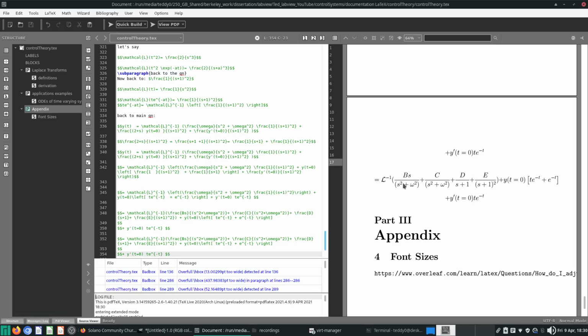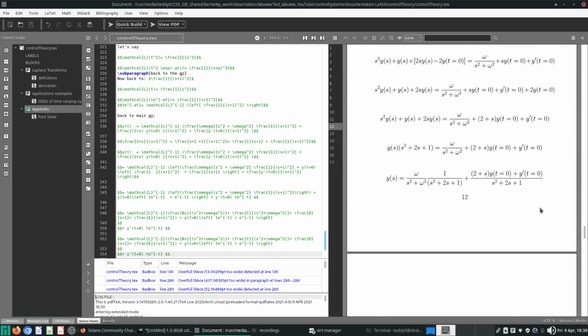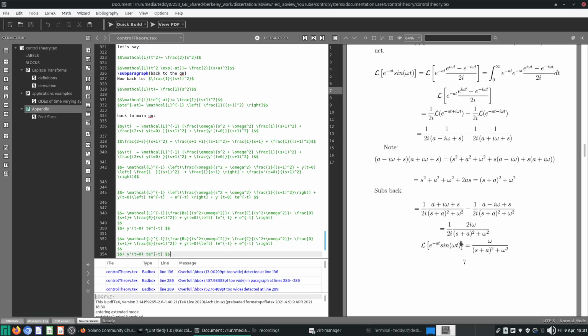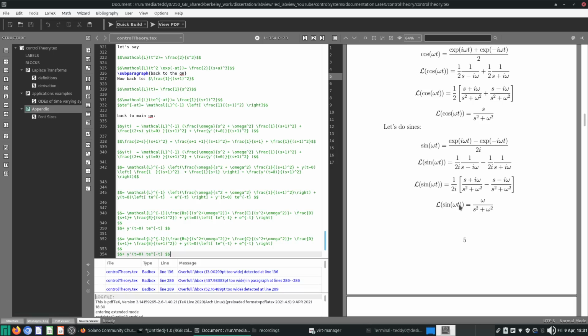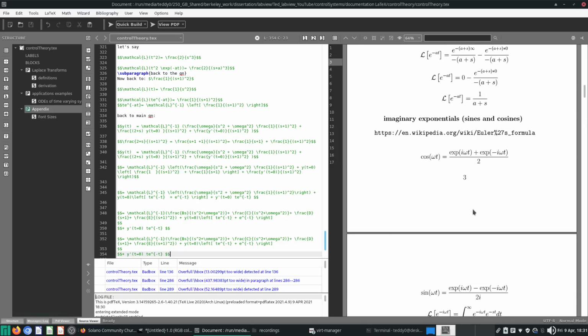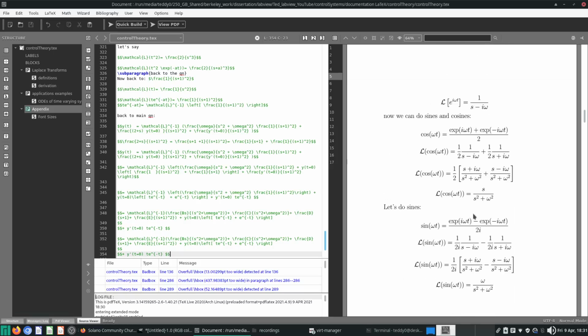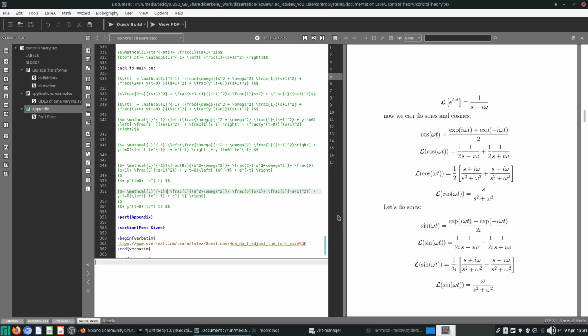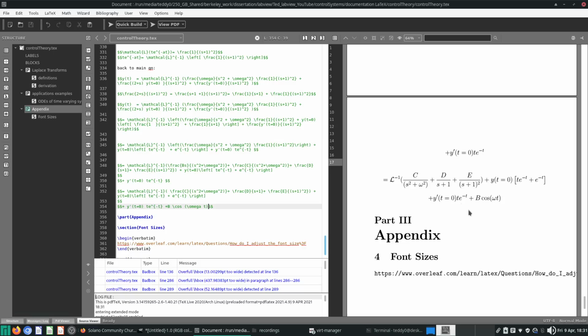But okay, let's see. What's s over s squared plus omega squared? We'll have to look. Where's our sine and cosine? Okay, sine is omega, and cosine is with s, if I'm not wrong. Yeah, s over s squared plus omega squared, that's cosine. So that's b cosine omega t. So I'll take that out and I'll put it at the bottom, plus b cos omega t. So that's the first one.